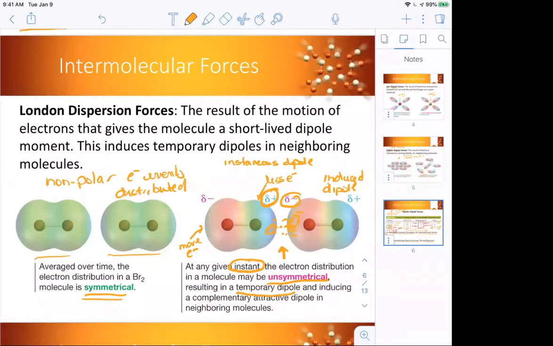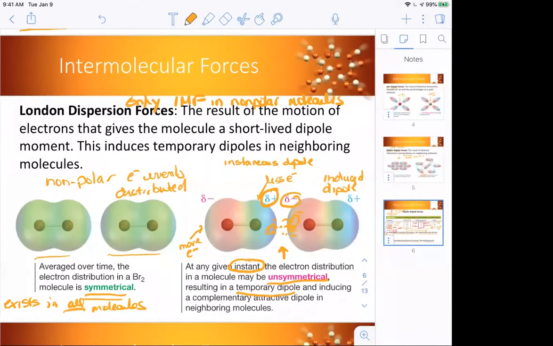This is the only intermolecular force in nonpolar molecules. This force is in every molecule. So this force exists in all molecules because this random dipole happens a lot, because my electrons are moving around.